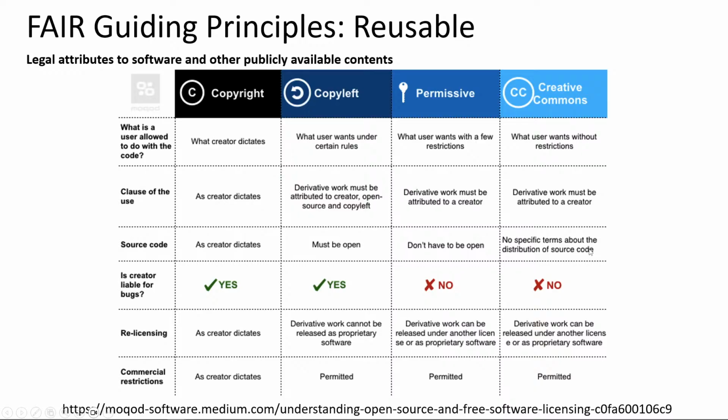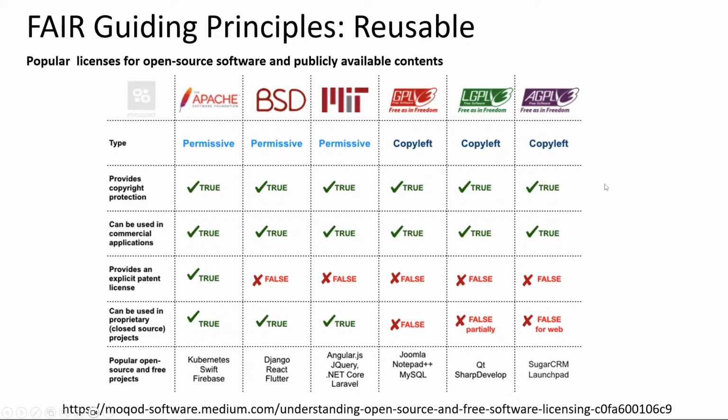Now here is about the license. What does copyright mean? What does copyleft mean? What does permissive mean? What does Creative Commons mean? And what are the differences between these licenses or these legal attributes? You can also pause this slide and learn about it. Finally, these are the different licenses. These are a kind of pre-packaged license for you.